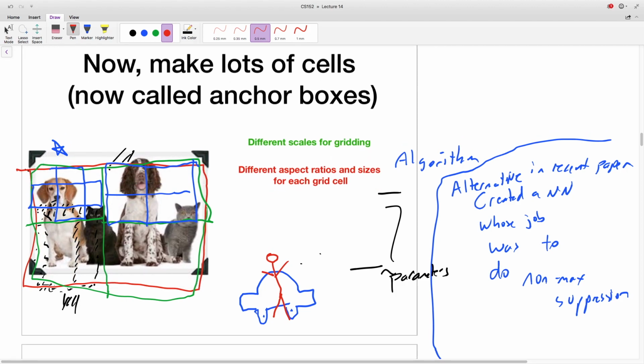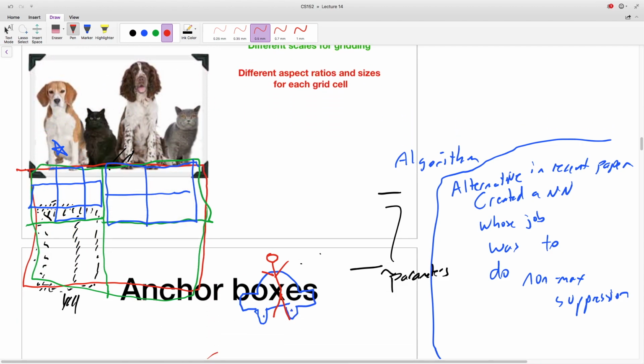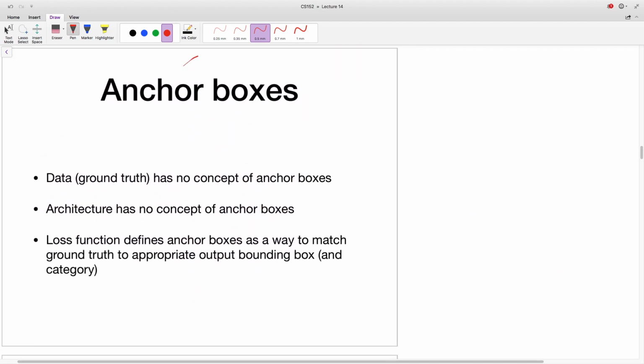All right, that's non-max suppression. There we go. Just one little stray right over here. I've said this before. I've said it before today, but I'm going to still say it again. Anchor boxes are not in the network. They're not in your ground truth. They're only in your loss function, okay, as a way to do matching.